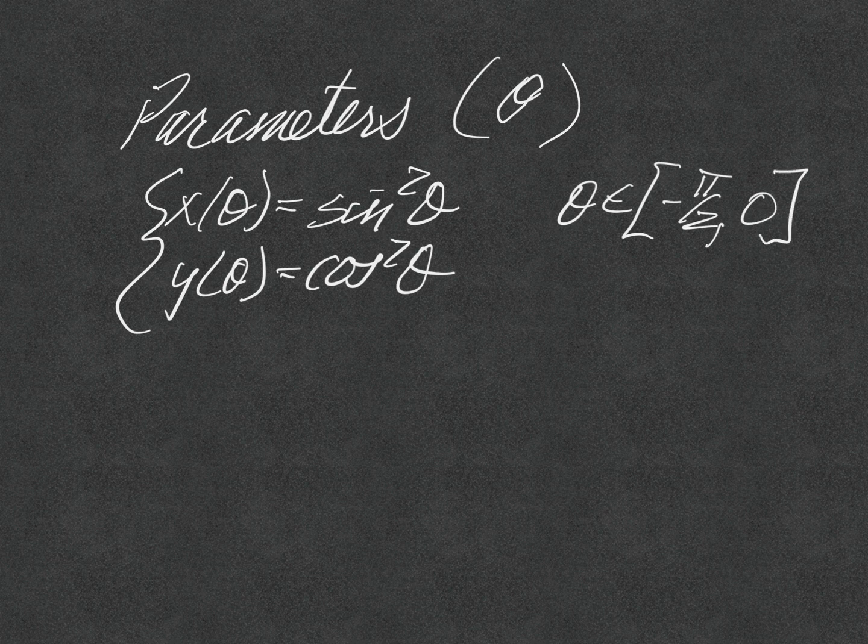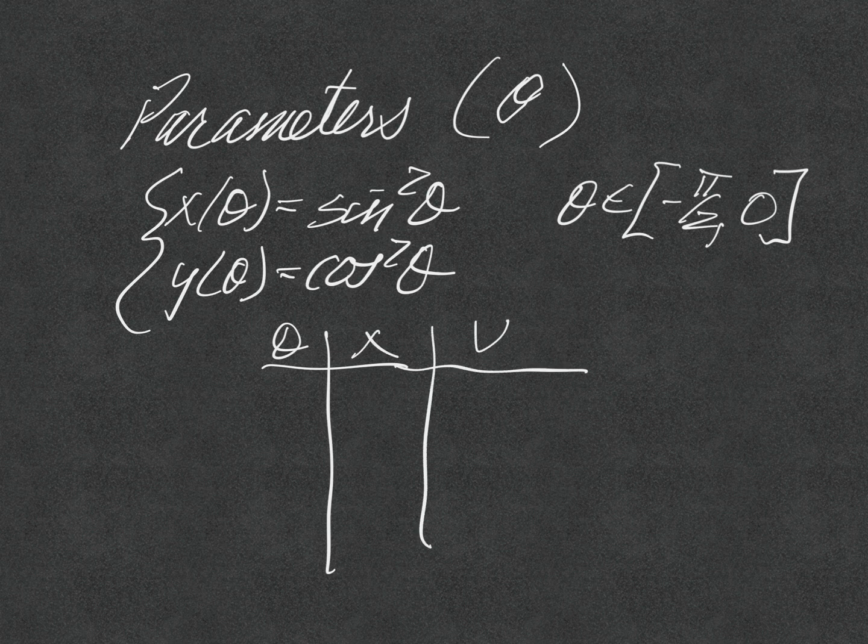Now, one other point they make about this, if I was going to graph this, I would probably put theta, and then I'd put x and y. And theta, I want to be negative pi over 2. And if I plug that in, sine of negative pi over 2 is negative 1. Negative 1 squared is 1. Cosine of negative pi over 2 is 0. All right. And then we could put 0. And sine of 0 is 0. And cosine of 0 is 1 squared is 1.